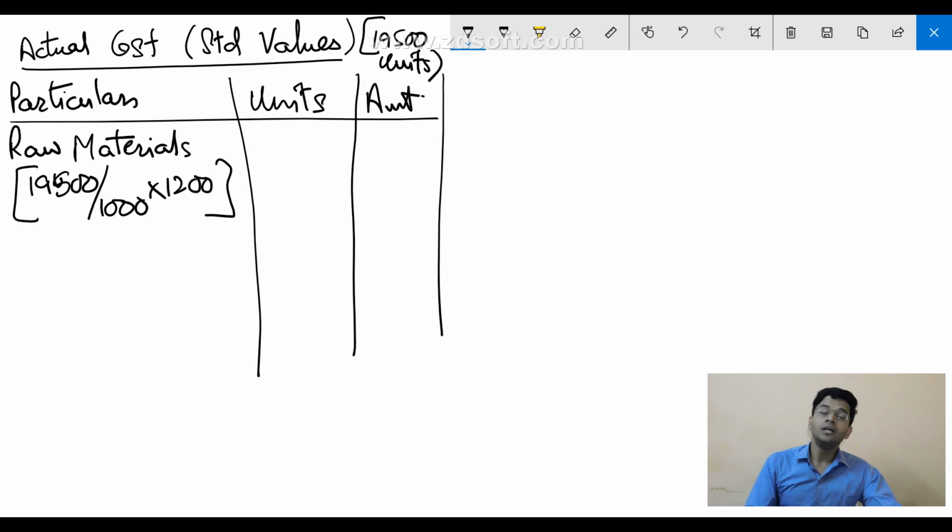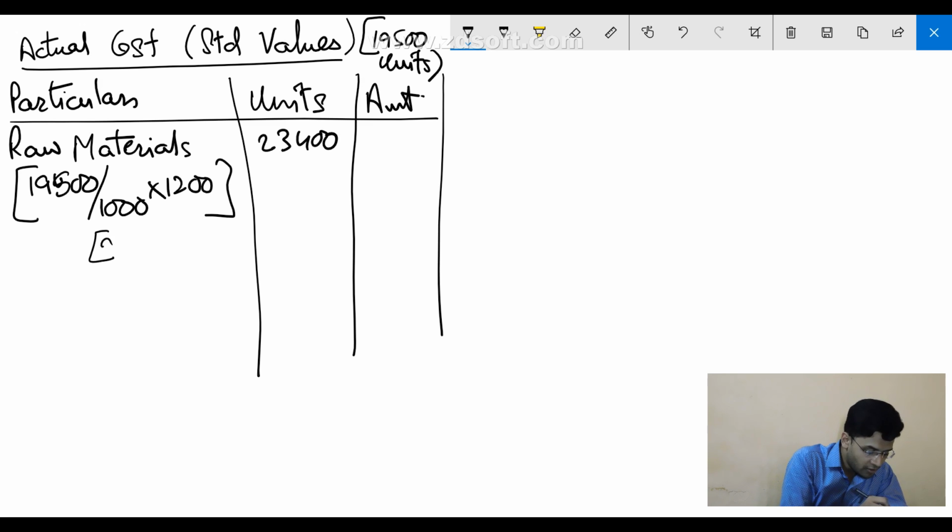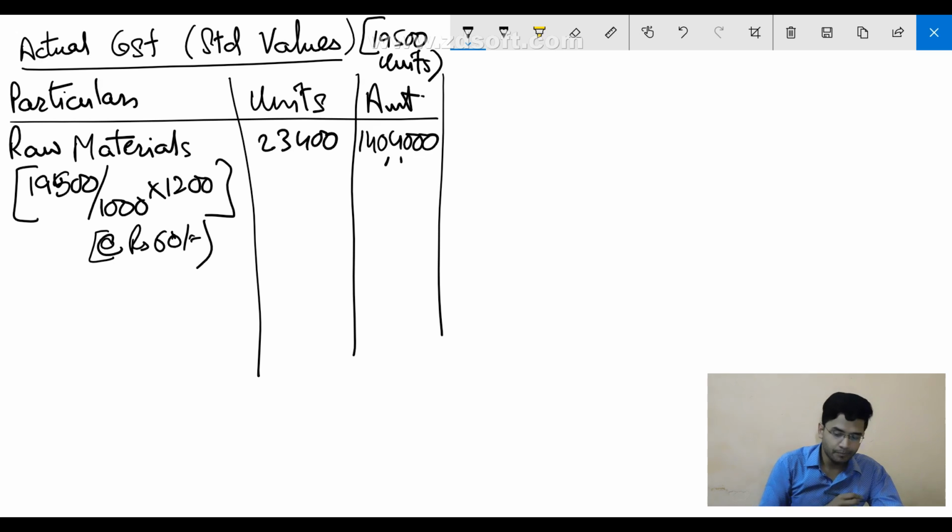Guys, 120% comes from the standard input output ratio. Standard input output ratio was 120 is to 100, 1000 units of output required 1200 units of input. So for producing 19,500 units of output, how many units of input was to be fetched? It is 23,400, and it will be calculated at the rate of 60% itself. So the amount you will derive is 14,04,000.